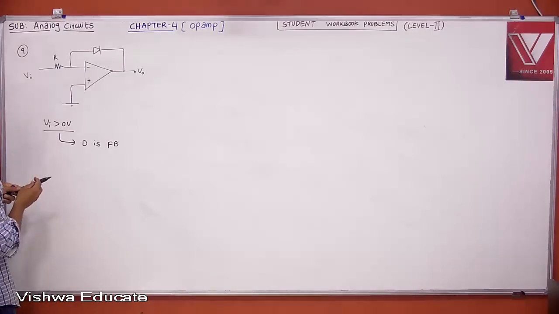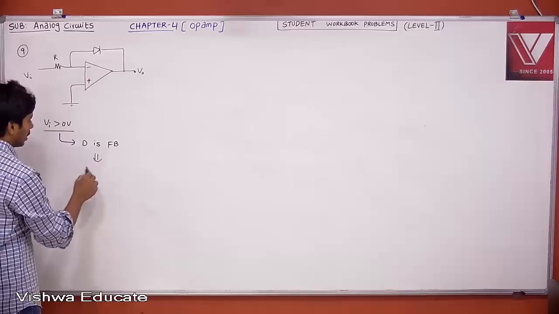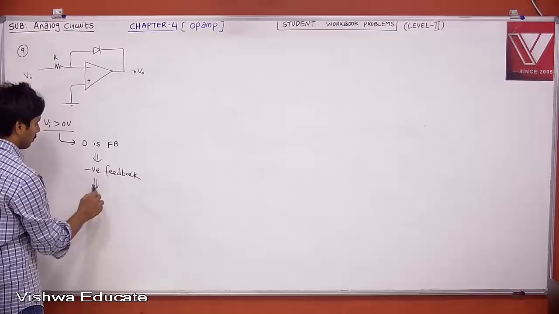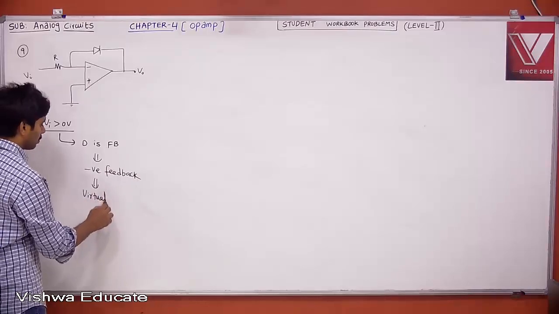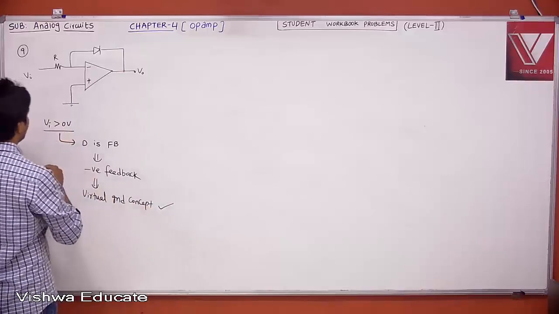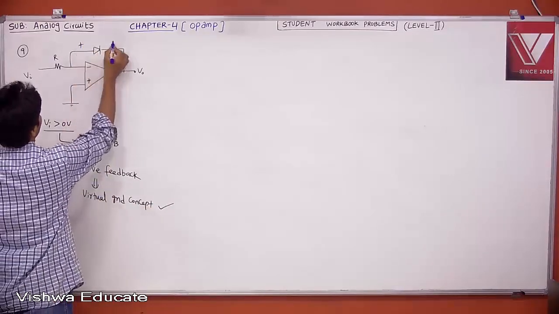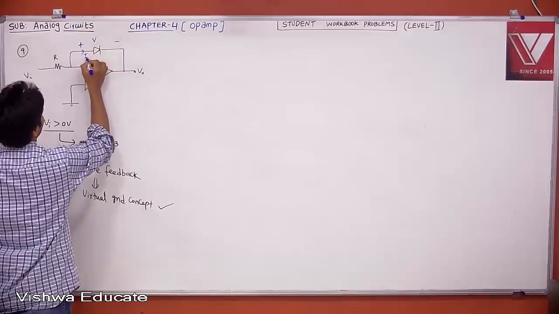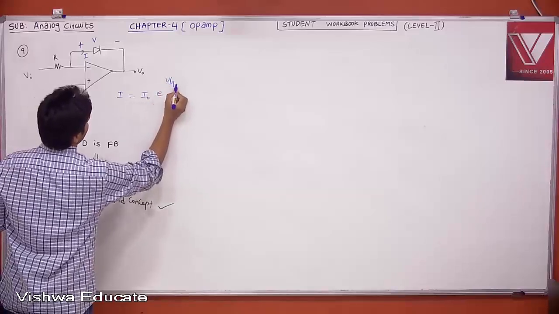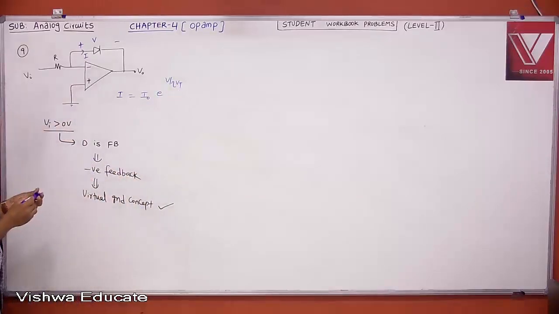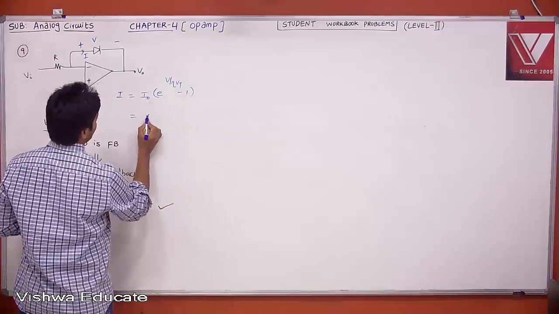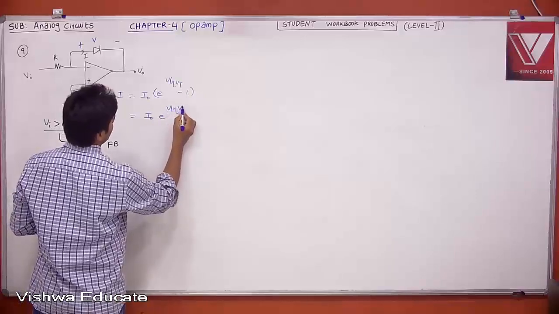Now, since there is negative feedback, the virtual ground concept is valid. Let us say this is the voltage across the PN junction diode. Let us say this is V and the current is I. Then what is the relationship between I and V? I is equal to I naught into e to the power of V by eta Vt minus 1. Approximately, you can take it as I naught into e to the power of V by eta Vt.